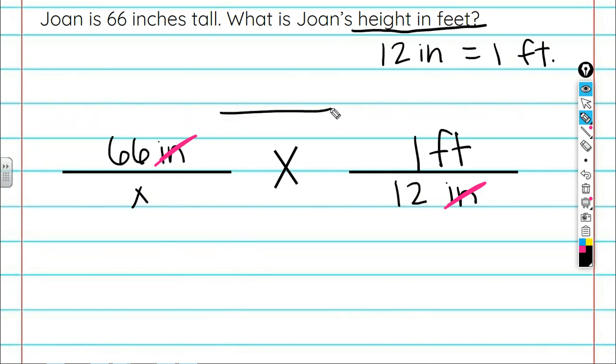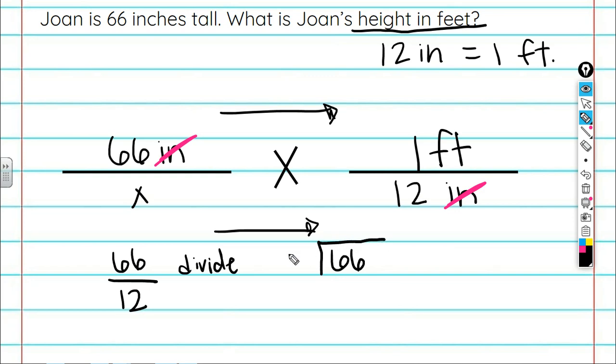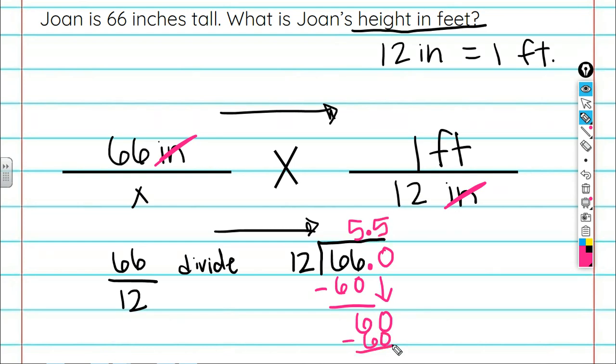Then as you can see, we can go straight across and multiply 66 over 12, which would mean that we would need to divide 66 and 12. So 66 goes inside our box, 12 on the outside. I know 12 times 5 gives me 60. We subtract, we get 6 left over. So you could either add a decimal point to make it a decimal, which is what I like to do. If you put one in, you have to bring it straight up, and you can add a 0. Well, look at that. We have 60. 12 times 5 gives us exactly 60, which is what we need.